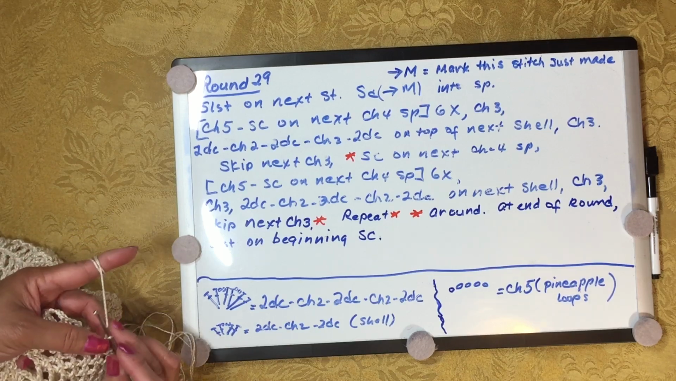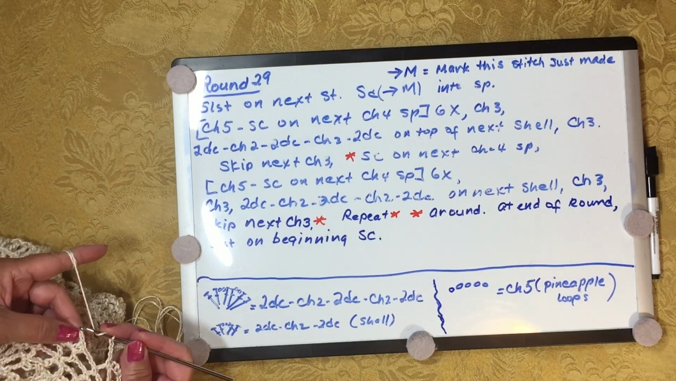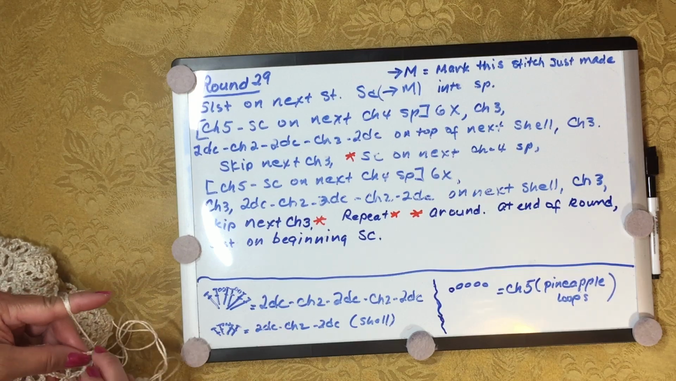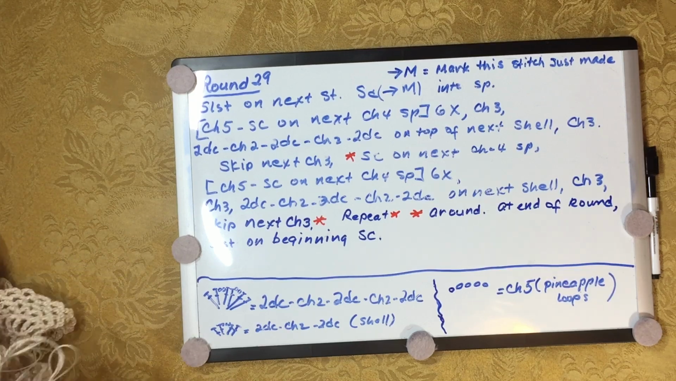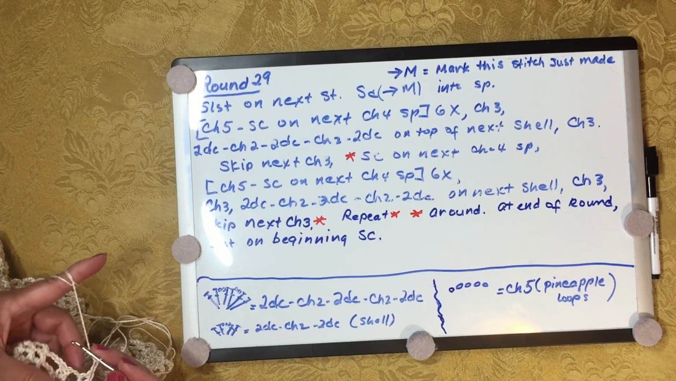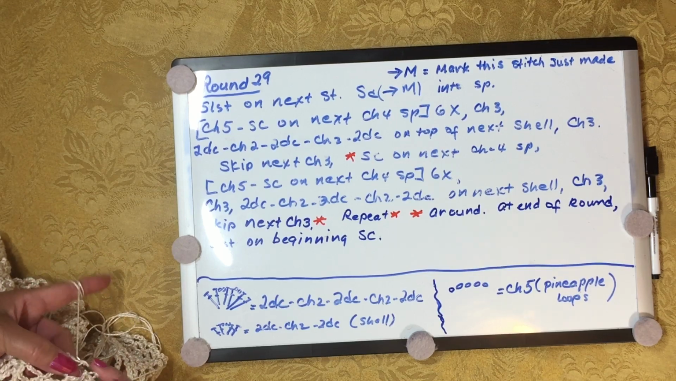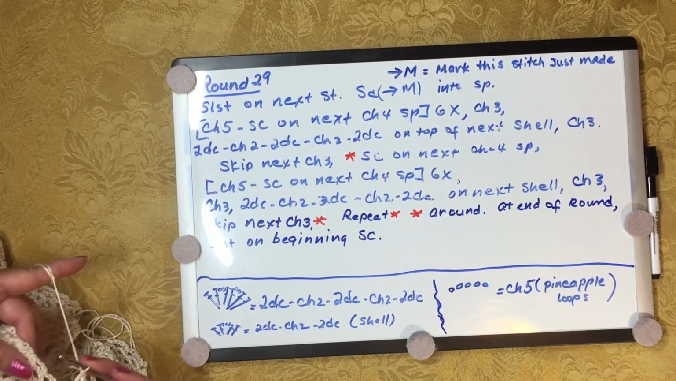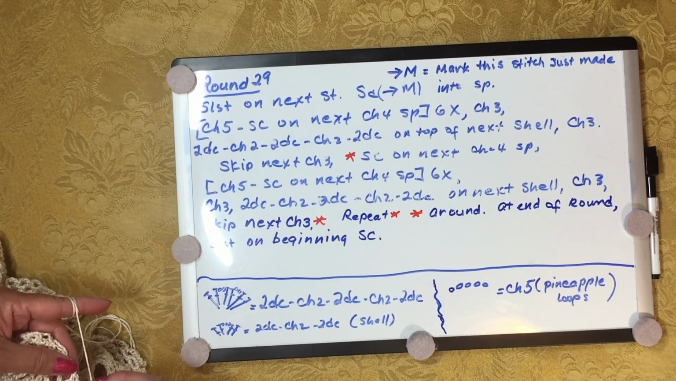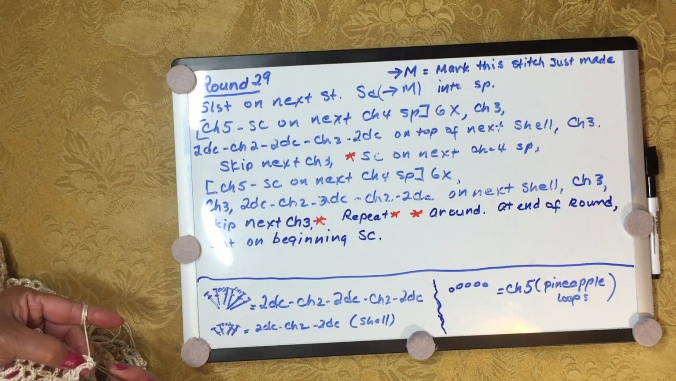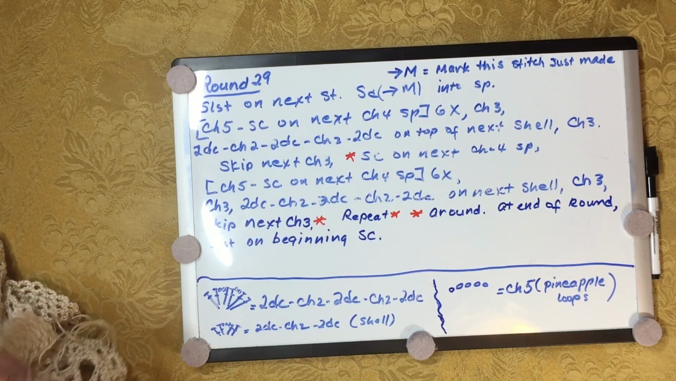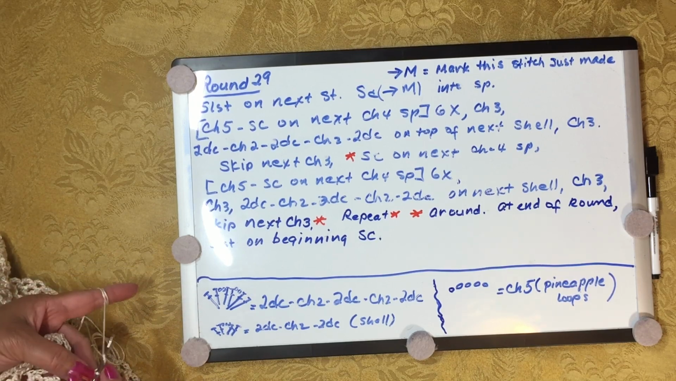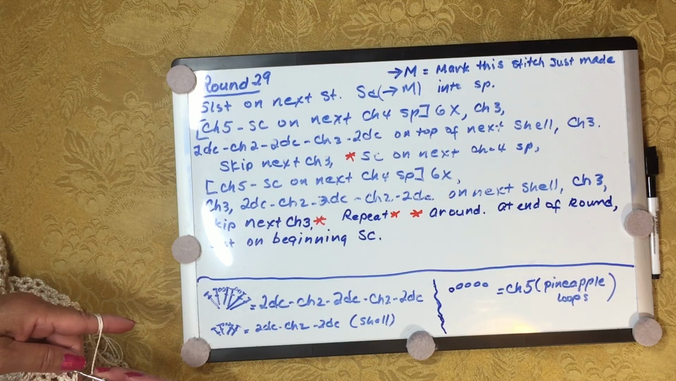then chain 3, 1, 2, 3, and 2 double crochet on the same space, chain 2 and 2 double crochet on the same space, chain 2 and 2 double crochet on the same space, and then chain 3, 1, 2, 3, and repeat.